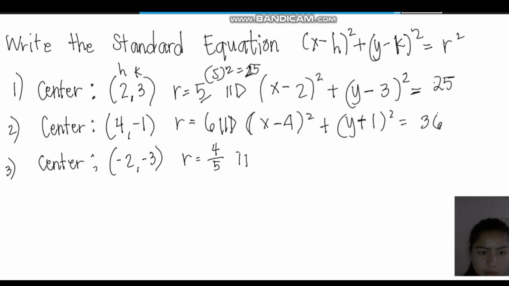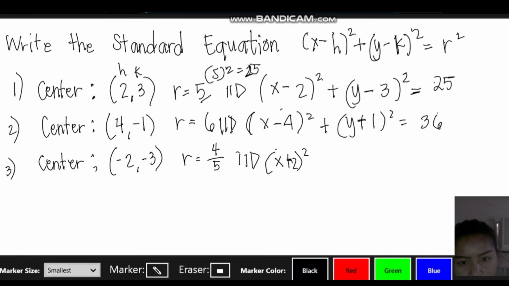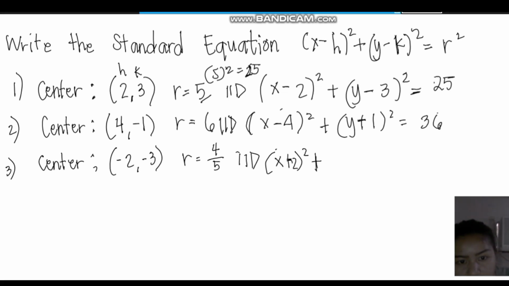So, last one, we have number 3. So, negative 2 and negative 3 ang ating center. So, ang standard equation natin ay x minus, since negative, negative yan, magiging plus. X plus 2 squared plus yung ating negative 3, so magiging y plus 3 squared is equal to, since 4 over 5 yan, square natin both numerator and denominator. So, 4 squared or 4 times 4 is 16 over 5 squared, 5 times 5 is 25. So, ang ating standard equation is x plus 2 squared plus y plus 3 squared equals 16 over 25.